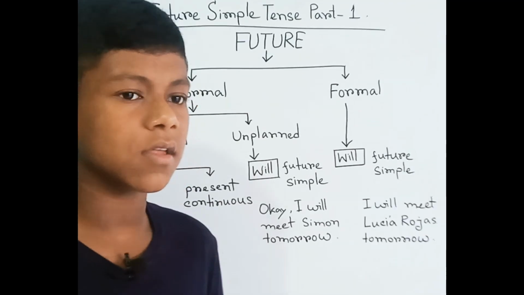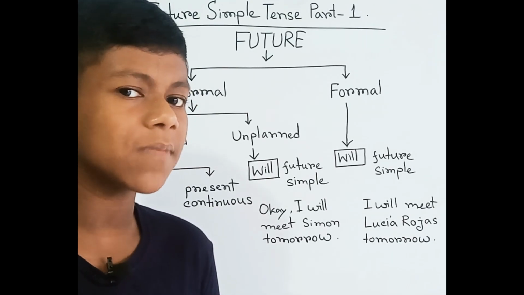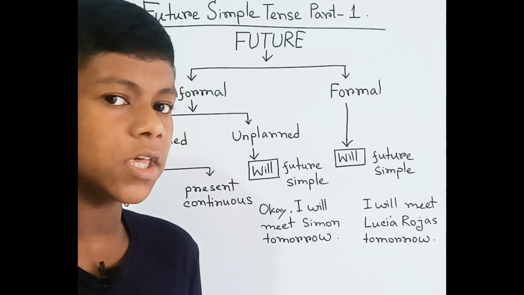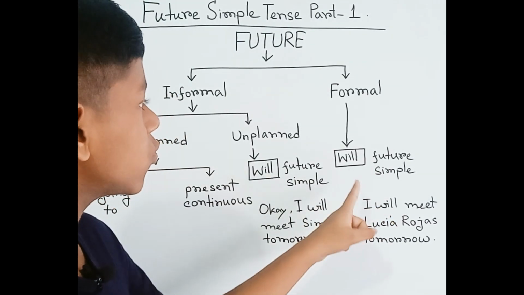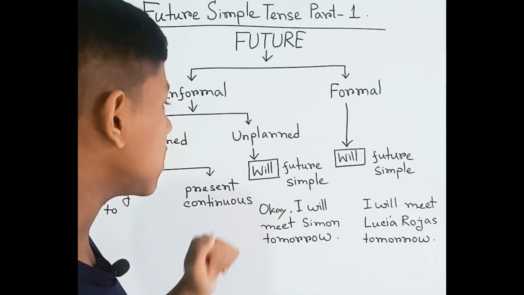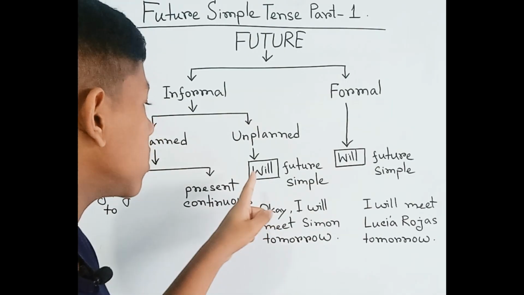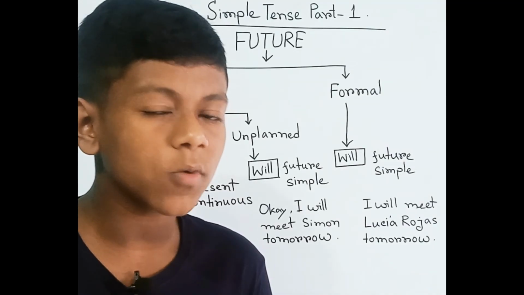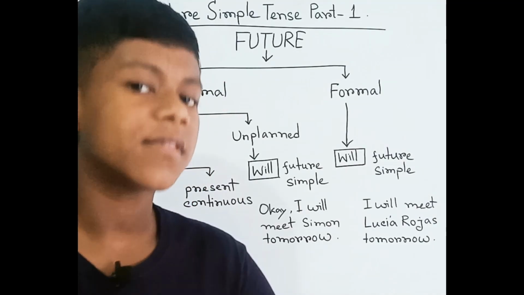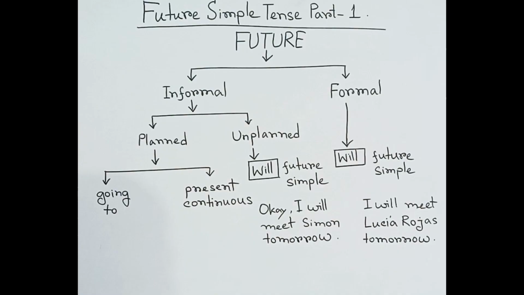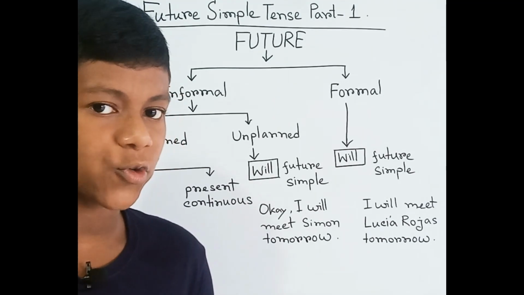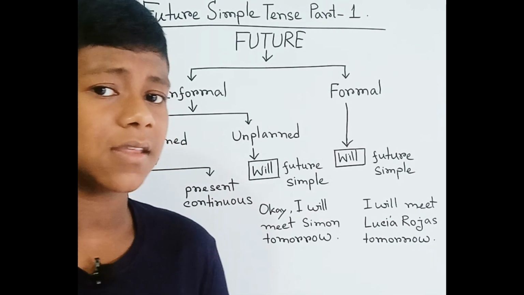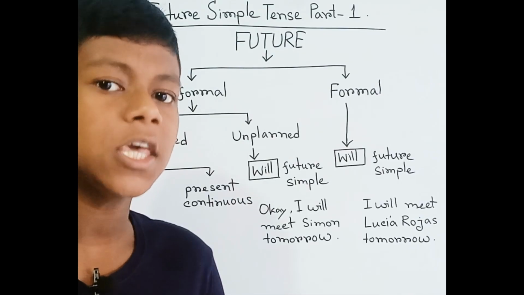Some of you may have a question that is blowing your mind: in formal we use will, and in informal, in the unplanned, we also have to use will. How did that happen? Just wait, don't panic, I will answer you step by step. Before understanding, we have to understand planned first. Planned means something is planned, that you have planned something, you will do it.